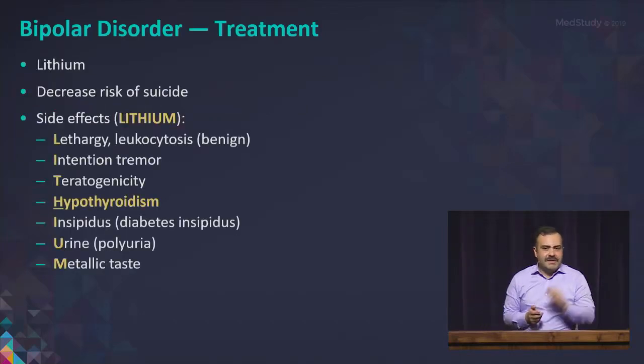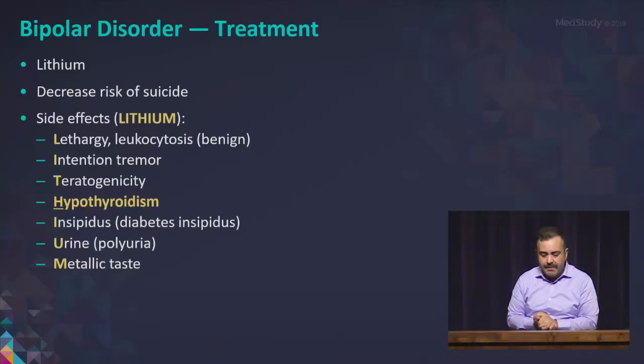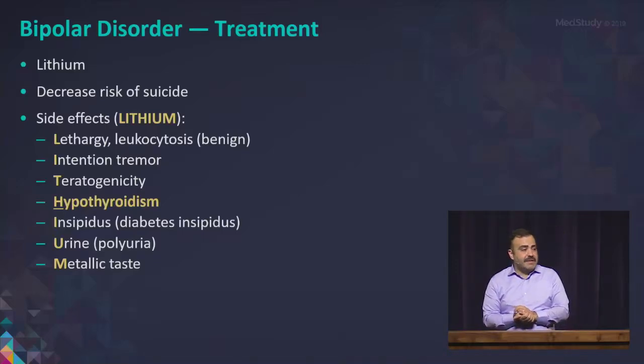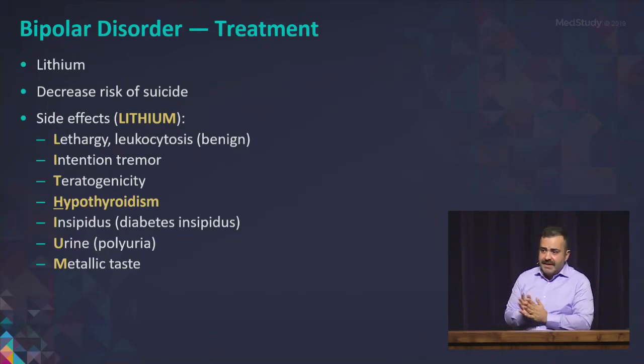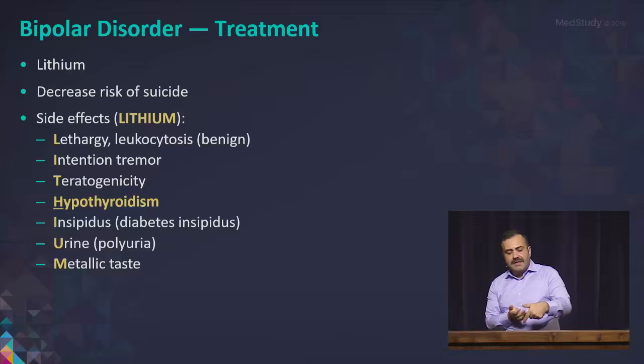The common medications, we will just touch on them because you will see some patients on these medications. Lithium is the most common one. It is the only mood stabilizer that can decrease risk of suicidality. Other mood stabilizers don't. And also, I listed some of the side effects of lithium. When you're thinking lithium, think thyroid.